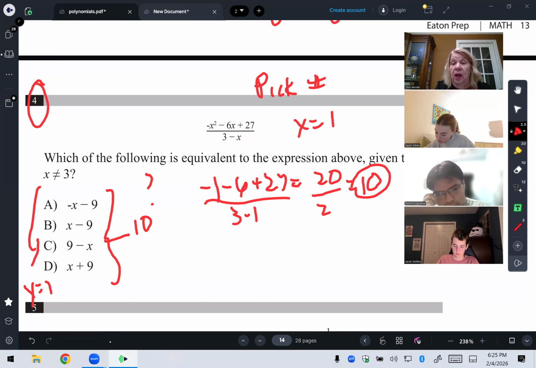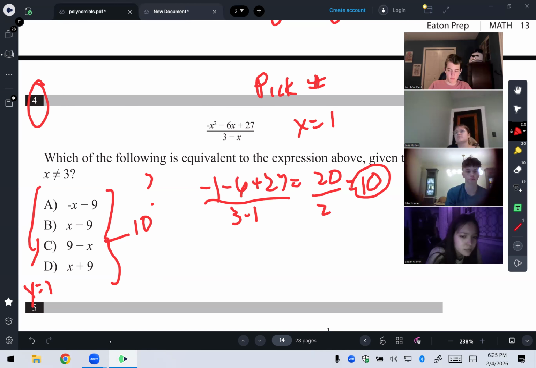Can anybody see what the answer would be? Let me go to the next group. Can anybody see what the answer is? Everybody's too shy. It's not cheating. It feels like cheating, though. What number would work, Jacob?